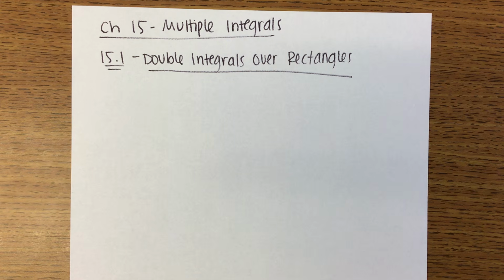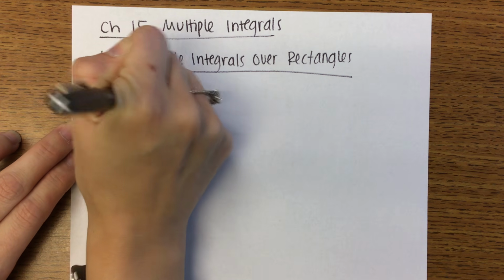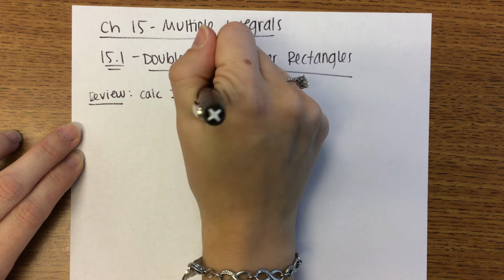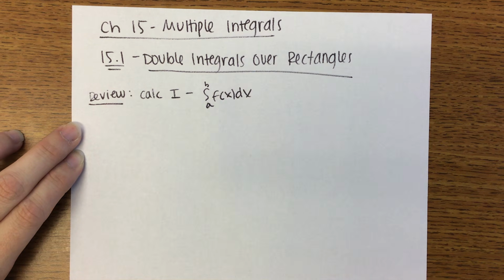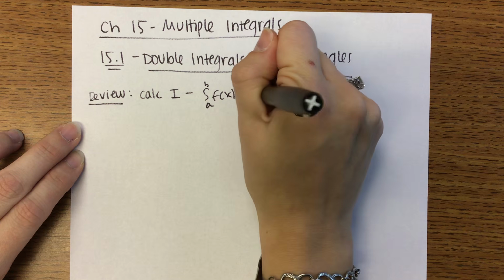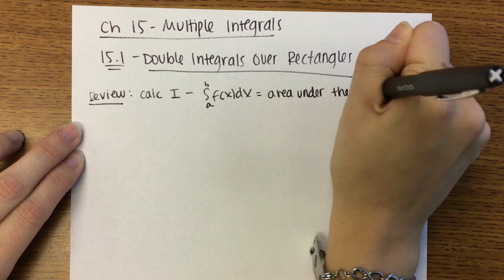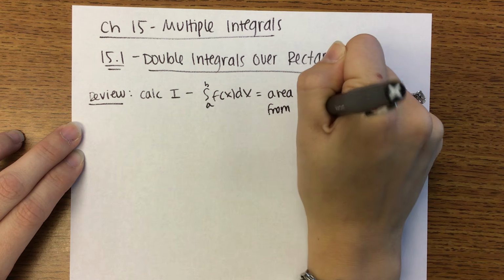Double integrals over rectangles. Before we look at a double integral and what it means and how to calculate it, we're going to review a single integral that you did in Calc 1. In Calc 1, you would integrate from a to b some function in terms of x dx. And that integral told you the area under the curve from x equals a to x equals b.